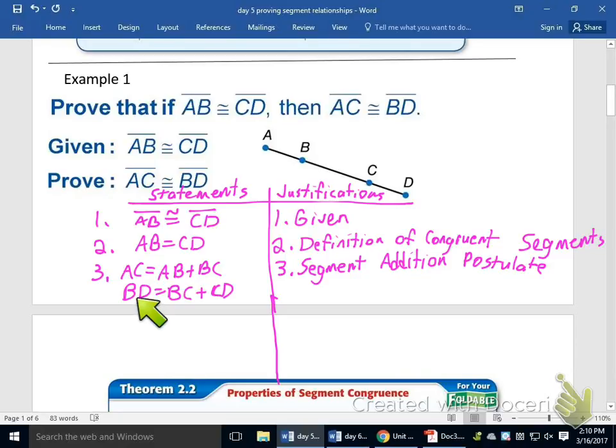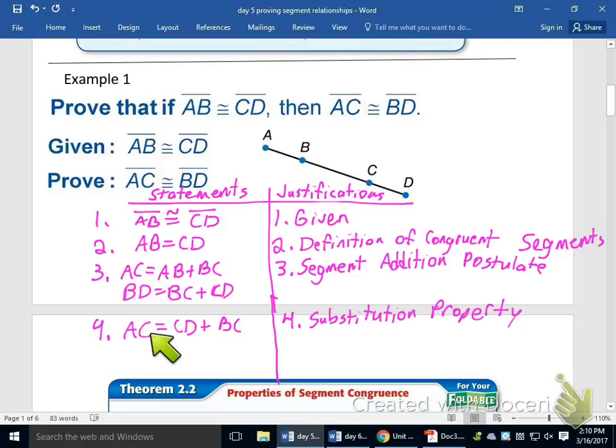Now, what I'm trying to prove does not equal the same thing right now. The BCs are in common. So I'm going to take the AB here and replace it with CD, since it's equal to AB. For statement number 4, I'm taking this AC equation, AC equals, I'm going to change the AB to CD, CD plus BC. And that's by substitution property.